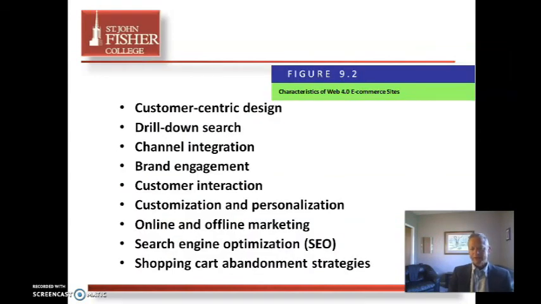So characteristics of Web 4.0, you can drill down. There's channel integration where you can go from one channel to another, one site to another. A lot of brand engagement, personalization, search engine optimization. Of course, we know the bell cow there would be Google. Bing is trying to get into that market, but Bing is a very, very distant player from Google. And then also shopping cart abandonment strategies, trying to get people to put things in their shopping cart.